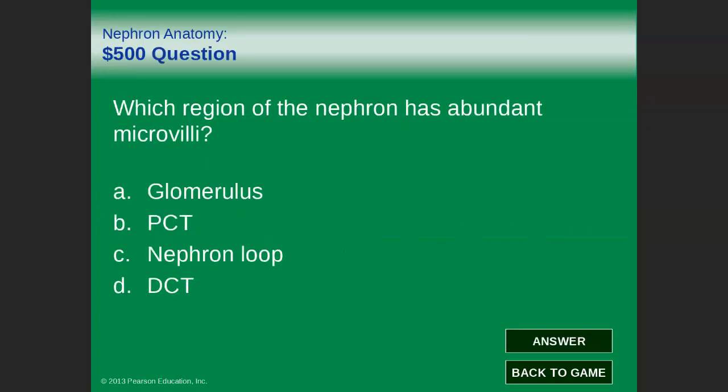Which region of the nephron has abundant microvilli? Anybody? Proximal tubule. Very good. You're right on.